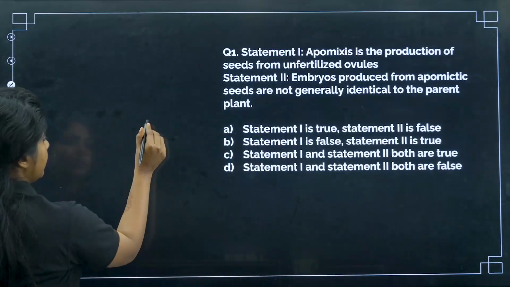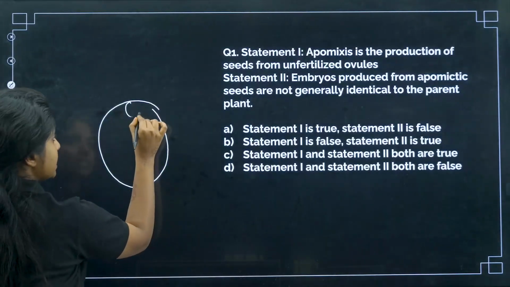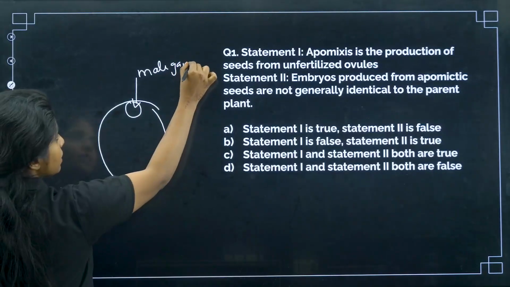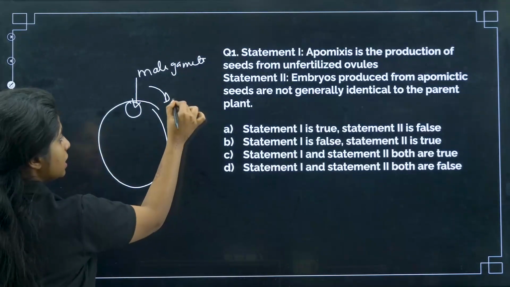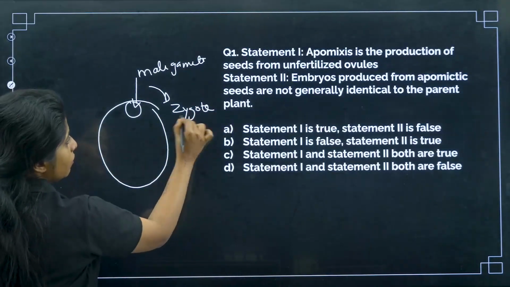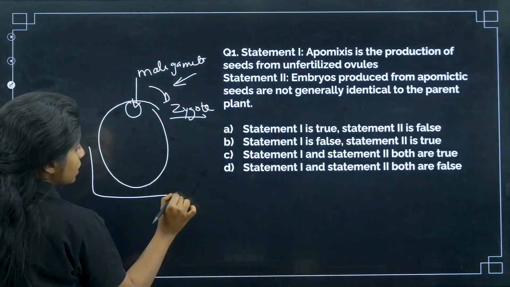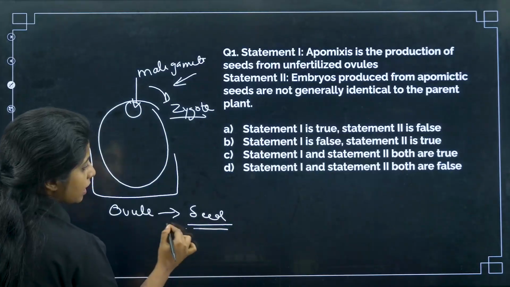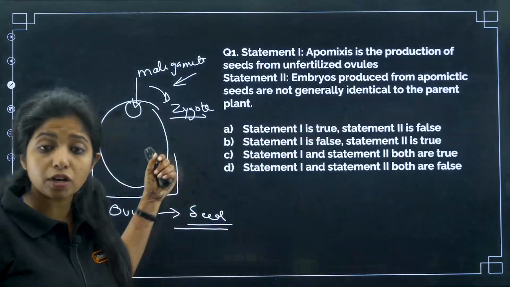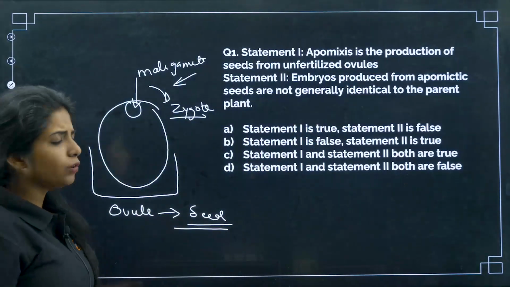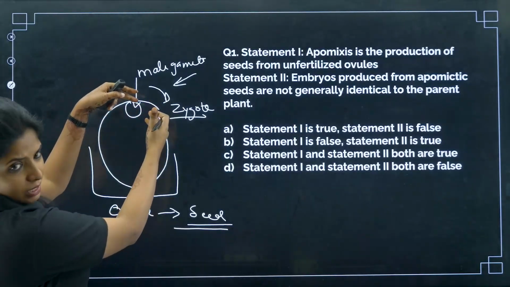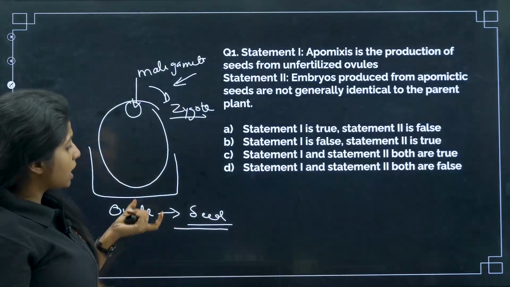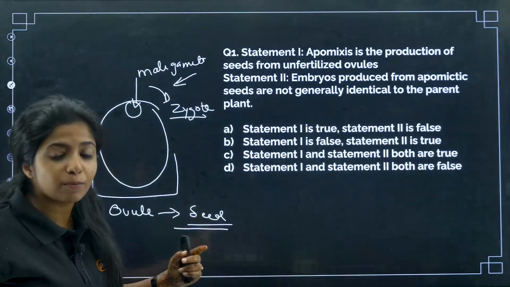So usually what happens is that inside the ovule there is an egg cell. When this egg cell meets with the male gamete, that's when we say that the fertilization has happened, and this gives rise to what? Zygote. When fertilization has happened, now we will call this particular ovule as what? A seed. Now, according to the statement, apomixis is the production of seeds from unfertilized ovule. If the egg is not fertilized, can you get zygote? No. If you do not get zygote, can you get seed? No. That's what we usually think, but it's not like that.